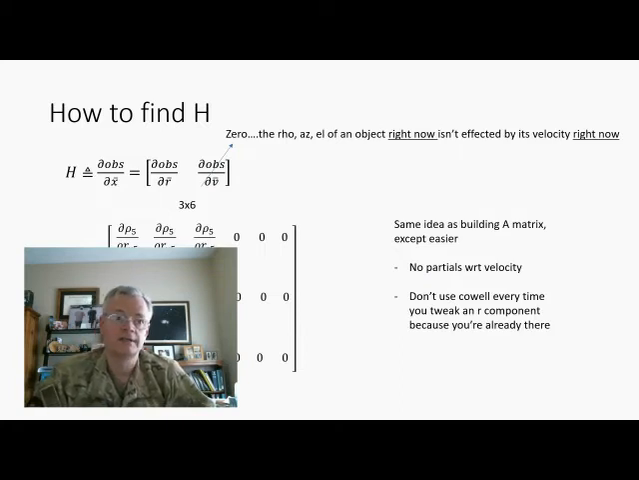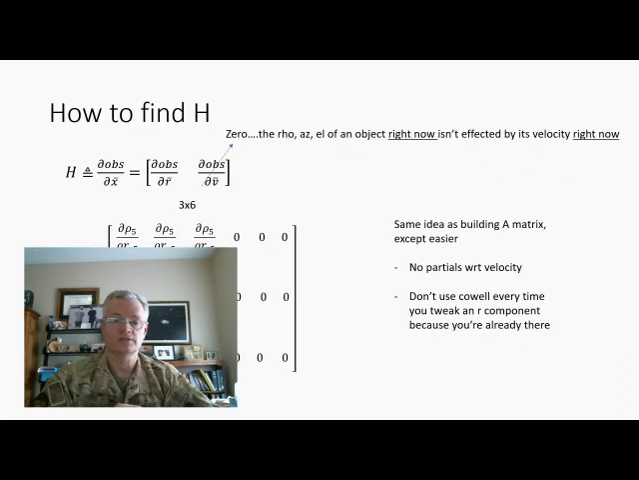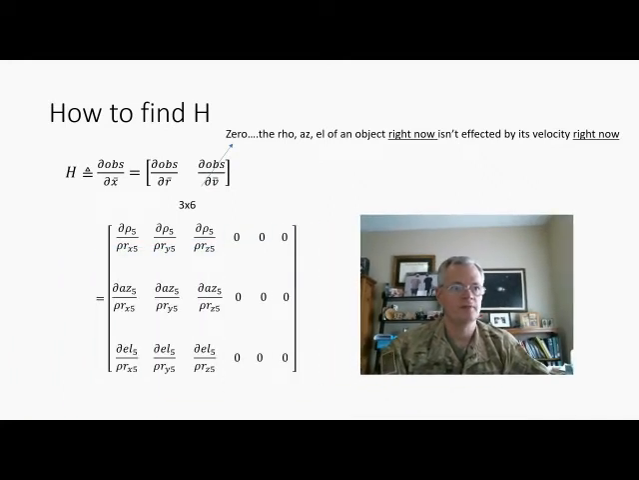And also, making our life easier, is that we don't have to use Cowell every time we do one of those tweaks. And we're not done with Cowell. We had to find the current observation's prediction, we had to use Cowell from some known position and velocity. But once we're there, when we tweak r sub x, for instance, we don't then have to propagate Cowell into the future, because we're already at the new observation. And so these are kind of how the partials break down. It's going to be a bunch of zeros for the velocity stuff, and it looks a lot like the A matrix otherwise.